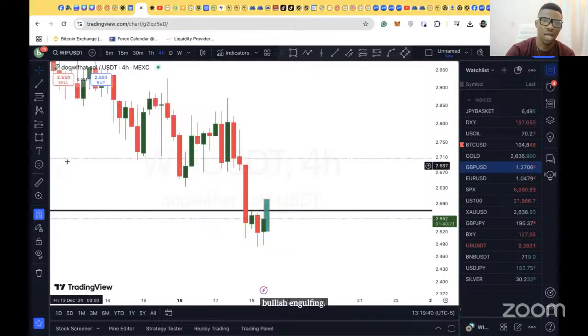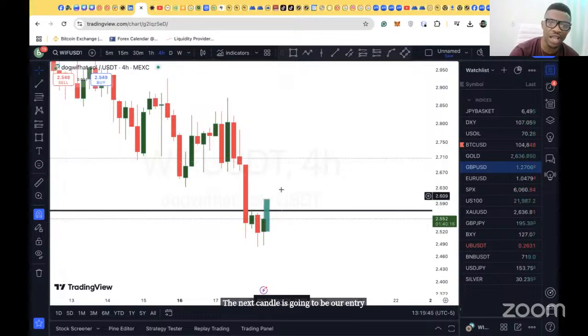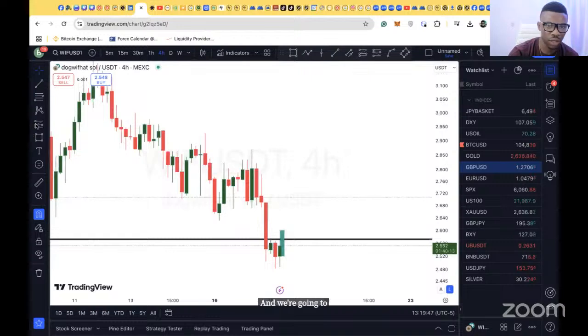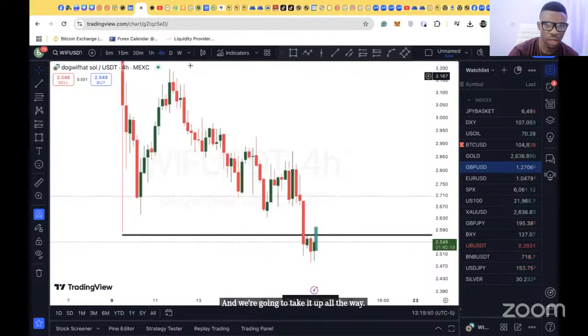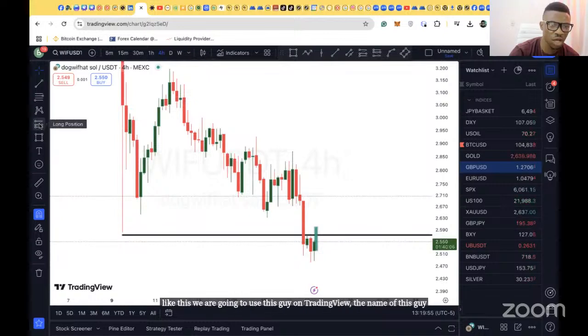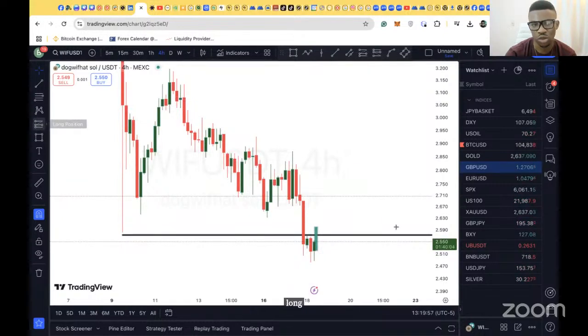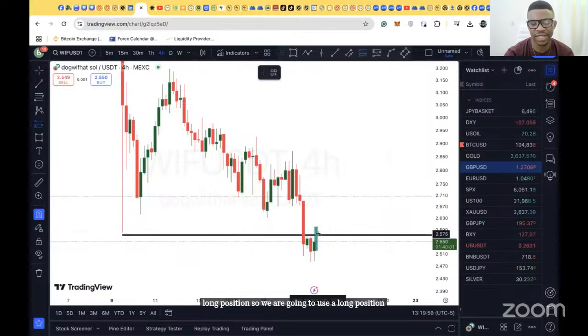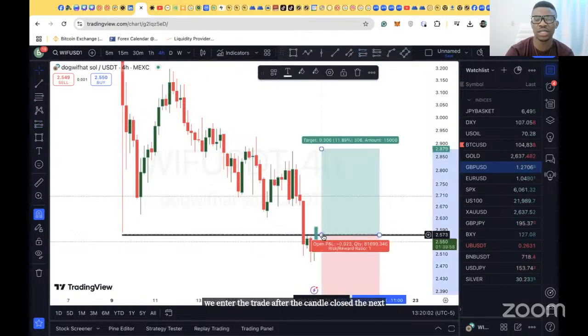If we have bullish engulfing, the next candle is going to be our entry, and we are going to take it up all the way. Like this, we are going to use this guy. On TradingView, the name of this guy again is what? Let's see. Long position. So we are going to use a long position. We enter the trade after the candle close. The next 4 hours candle is our entry.